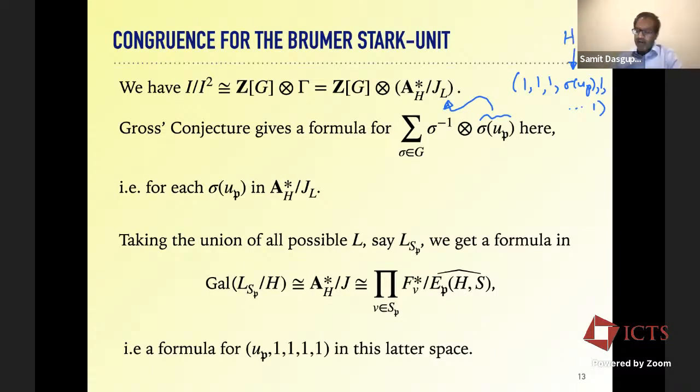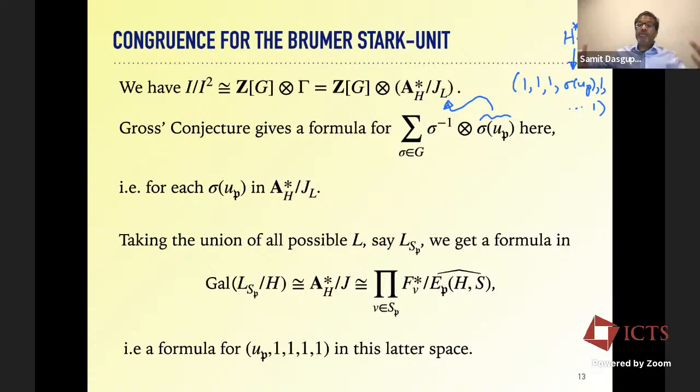If you look back at how I defined it, I used just the local Artin reciprocity map at that prime P. Then it's giving me a formula for sigma of U_P here. But up to the fact that I'm quotienting by something. I don't have all of A_H star here. I have some quotient of it. Okay.